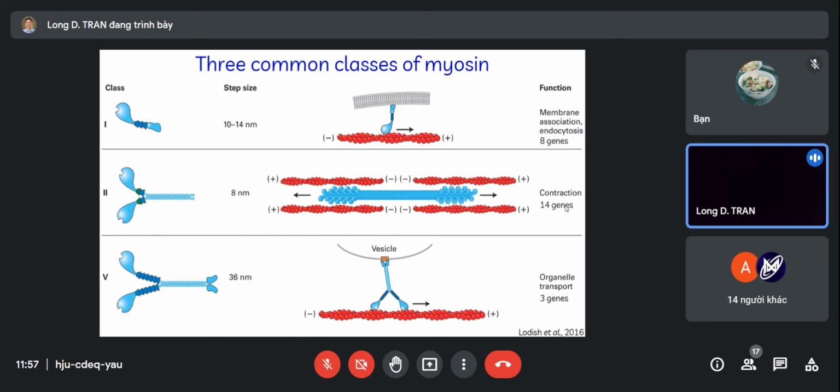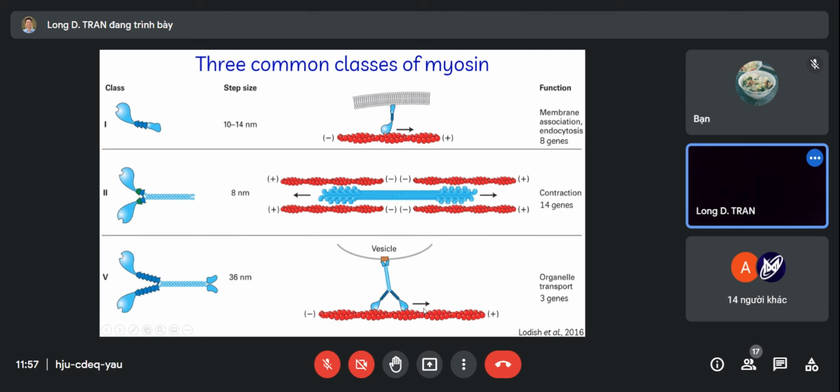Myosin 5 also has 2 large heavy chains and multiple light chains binding to the neck of the heavy chain. The tails and the cargo interaction domain allow myosin 5 to attach to small vesicles or small organelles inside the cells, while the 2 heads allow the myosin to move on actin.